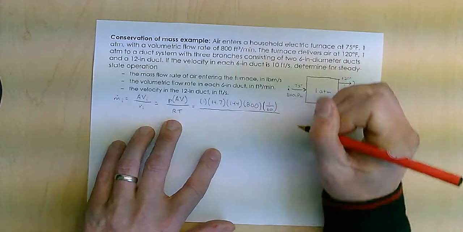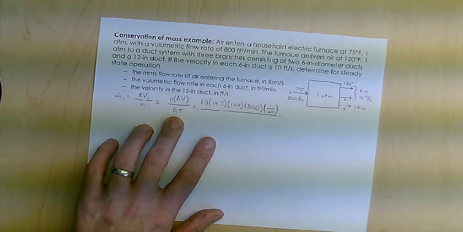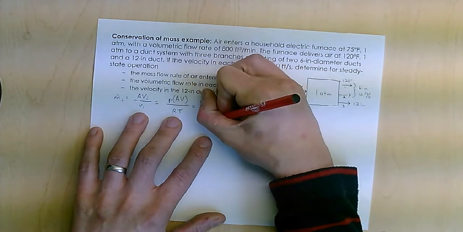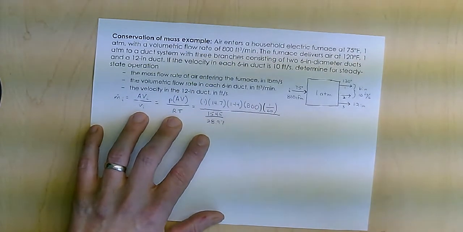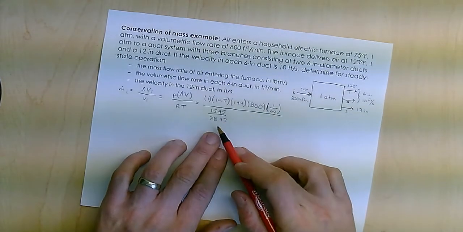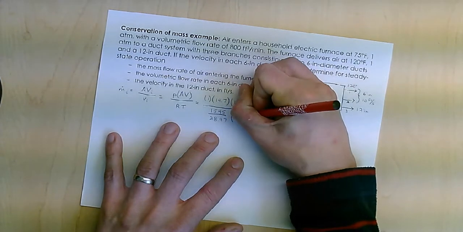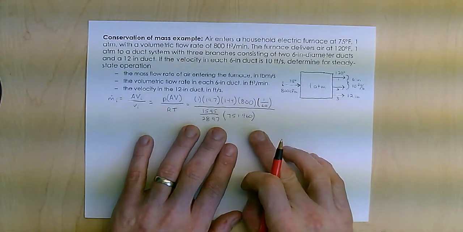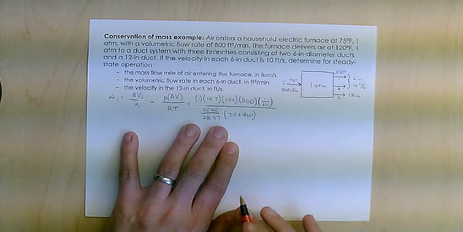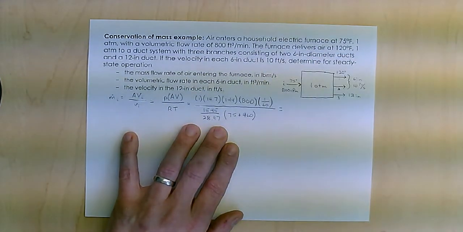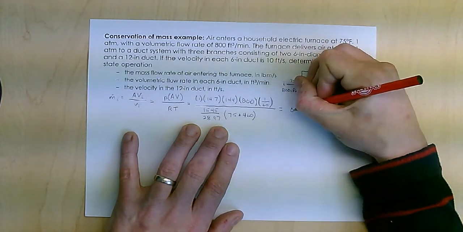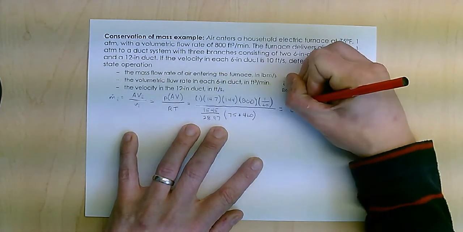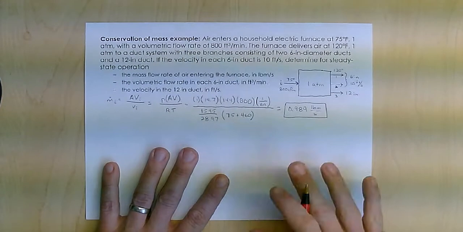On the bottom, I have R. Now I want everything in feet and pounds, so I'll use the foot-pounds version, which is going to be 1545 divided by the molecular weight of air, which is 28.97. Again, that takes it from pounds mole to just pounds, times the temperature, which is 75 degrees Fahrenheit, which I need to convert to Rankine. So that is all of the unit conversions. Plugging in all of those numbers, everything's feet, pounds, seconds, so I'm going to have pounds per second as my answer. And the mass flow coming in is 0.989 pounds per second. Okay, so that is the mass flow coming in.